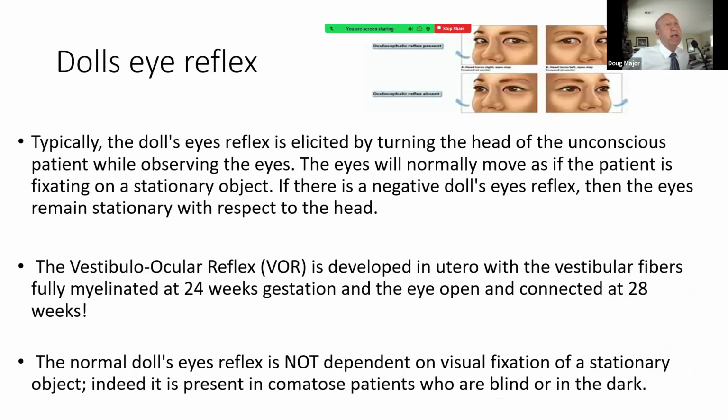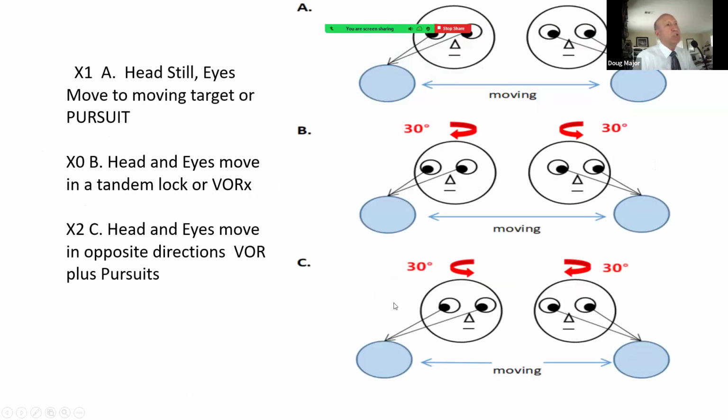Dahl's eye reflex, which can happen while you're unconscious, and you can, again, use it to identify different areas of the lesion. But remember, it was developed in utero with the vestibular fibers being myelinated at 24 weeks, one of the first myelinated systems going. And as we are in the womb, they would suggest that we are using our Dahl's eye in these type of reflexes way before we are born, 28 weeks. And it's not dependent on any type of visual stimulus. You can be, again, unconscious.